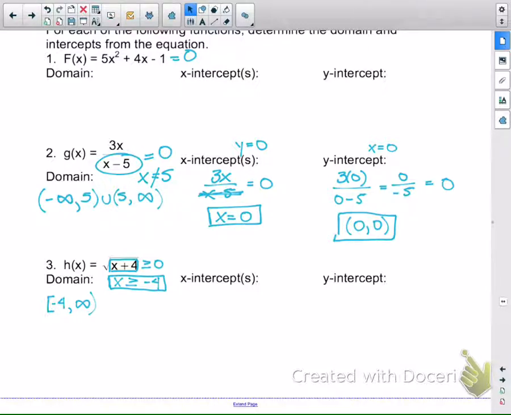X-intercepts. What's our rule of thumb? Your whole equation has to equal what? Whole equation has to equal 0. And then you solve it. How do I solve this square root equation? To get rid of the square root, I square both sides. That doesn't really matter because squaring 0 just gives me 0. And then I solve it for x by subtracting 4. So that tells me it crosses the x-axis at what number? -4.